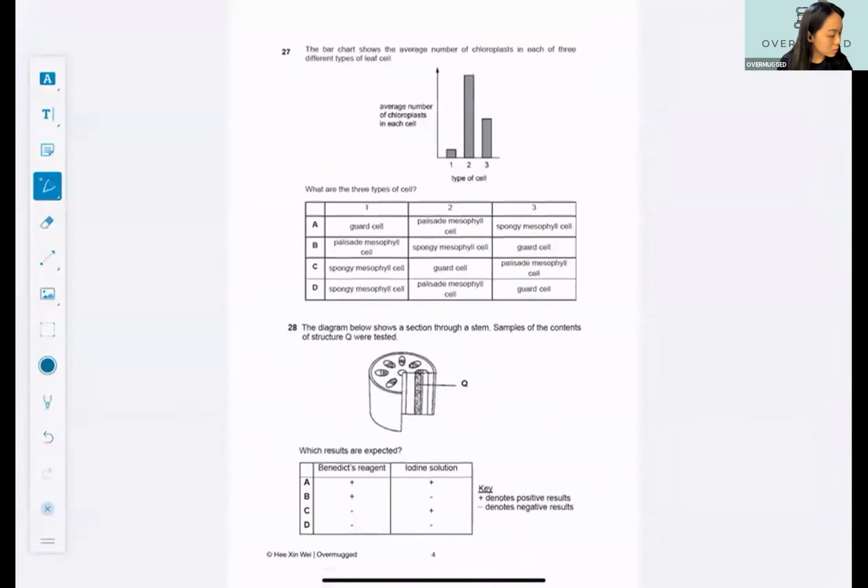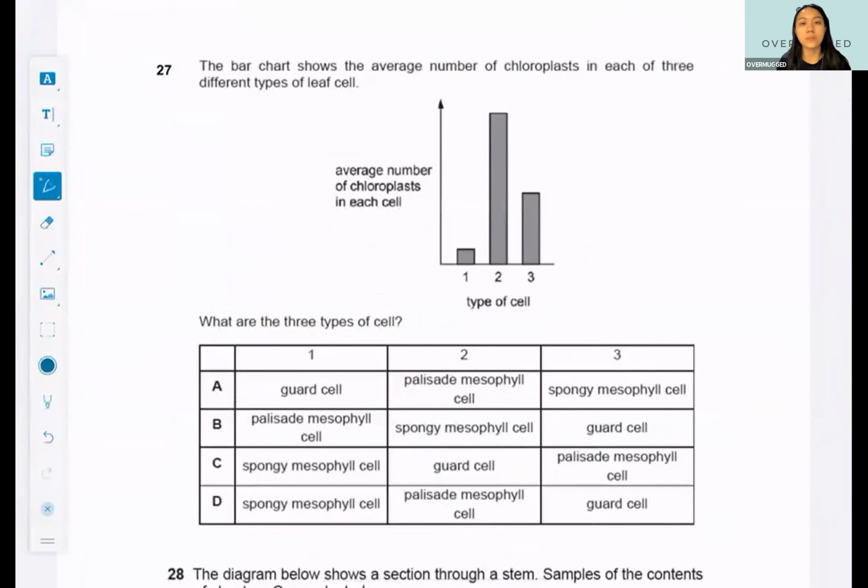This should be fine. Question 27 is about the average number of chloroplasts. So these are the three types of cells that have chloroplasts. In this question, I think part two is probably quite obvious. Cell 2 has the highest average number of chloroplasts, and that is our palisade mesophyll cells, right? The palisade mesophyll cells are the first layer. It gets the maximum amount of sunlight. For cell types 1 and 3, cell 1 would be our guard cells, and cell 3 would be our spongy mesophyll cells. Because guard cells in general are smaller, they also have fewer chloroplasts. All guard cells need, which we'll talk about in paper 4, is some chloroplasts just to carry out photosynthesis, so they have energy to pump in the potassium ions.